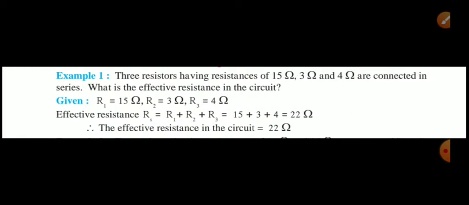For example, three resistors having resistances of 15 ohm, 3 ohm and 4 ohm are connected in series. What is the effective resistance in the circuit? So R1, R2 and R3 are given. Effective resistance we know is the addition of all the resistors. So Rs is equal to R1 plus R2 plus R3. After adding that, we get 22 ohm. So the effective resistance in the circuit will be 22 ohm.